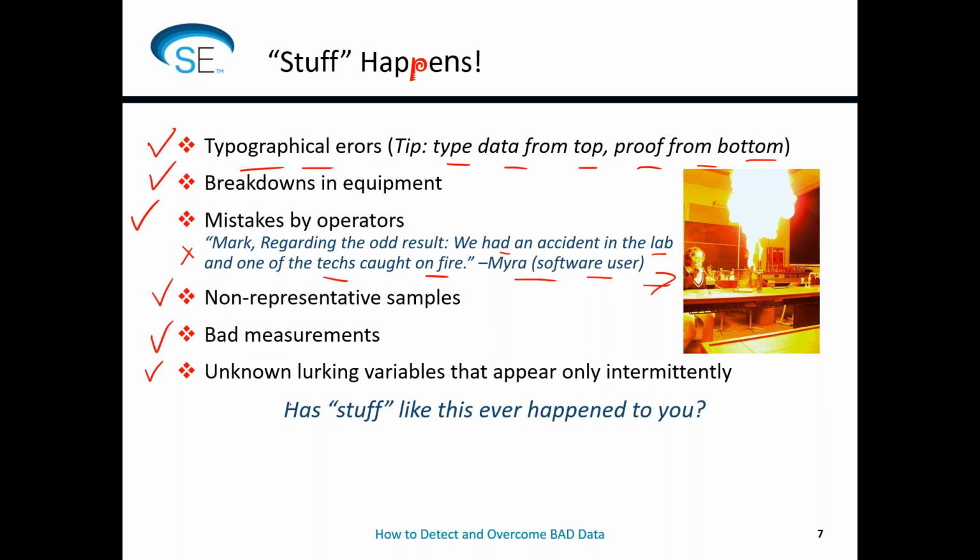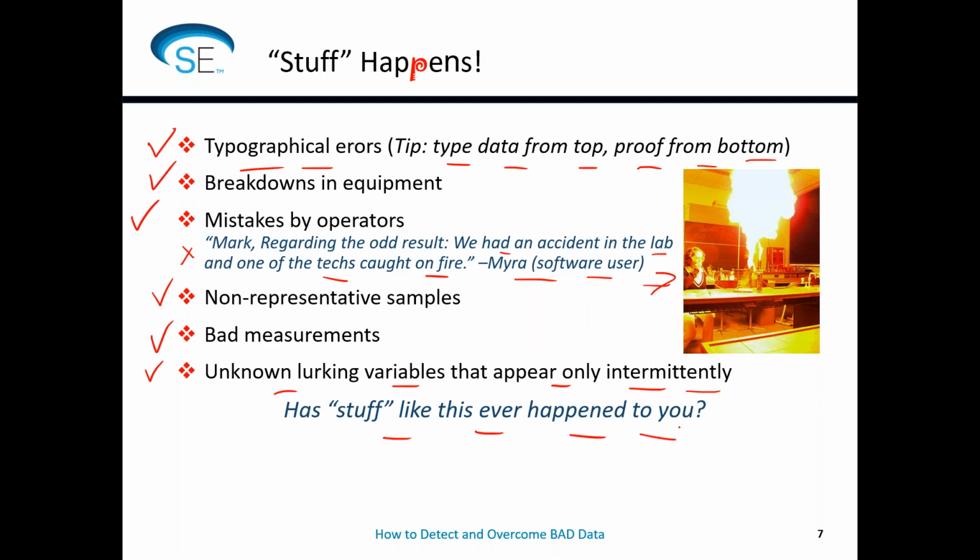And then there's the unknown lurking variables, something that happens only intermittently. There was a famous case that I had in my MBA class where a locomotive would come by at a certain time of the day. It was generating a lot of smoke. It would come in through the ventilators, and then they would get particles in the textiles they were producing. That was a lurking variable they eventually discovered.